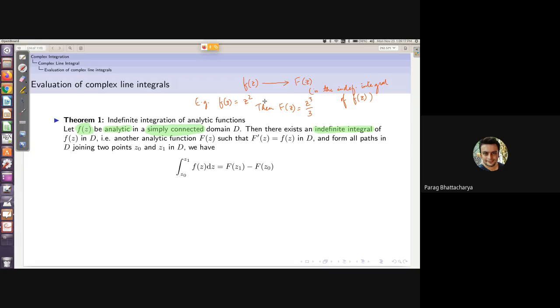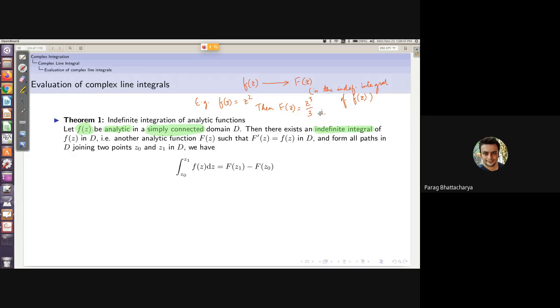Understood? The same rules of integration. Integration of x to the power n is x to the power n plus 1 divided by n plus 1. The same thing, just replace x with z. So for z to the power 2, the integration is z cube by 3. So this becomes the indefinite integral of small f. Small f will give us a capital F. So this is the indefinite integral, and this indefinite integral is another analytic function.